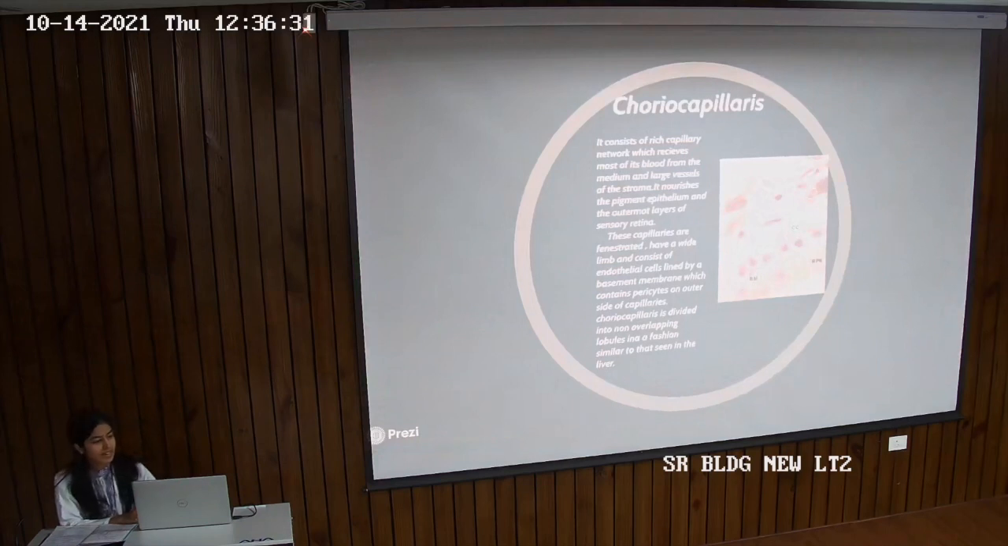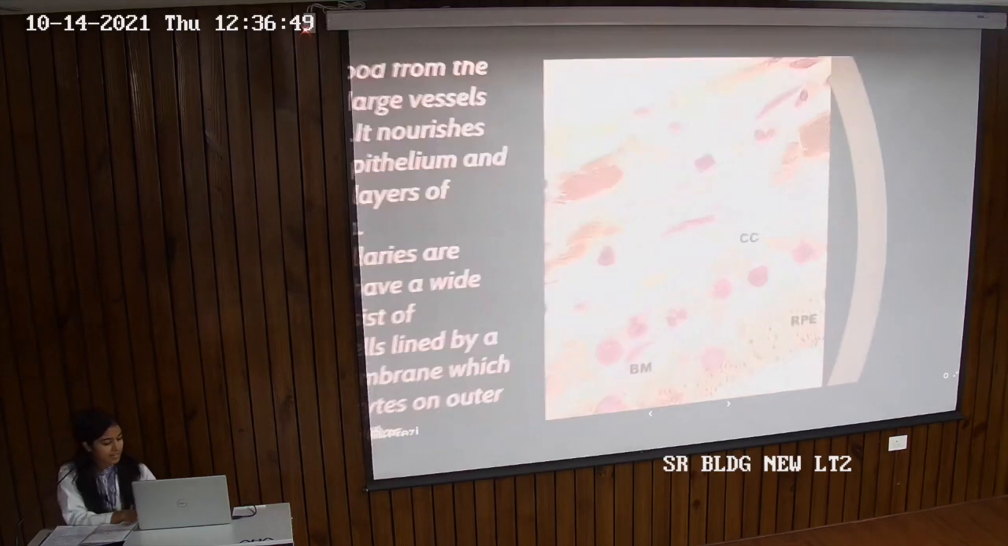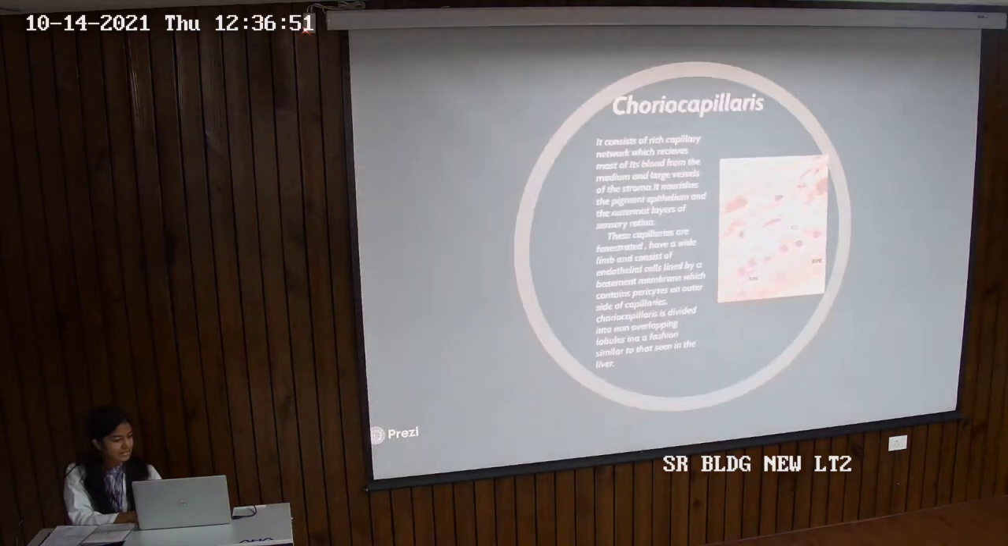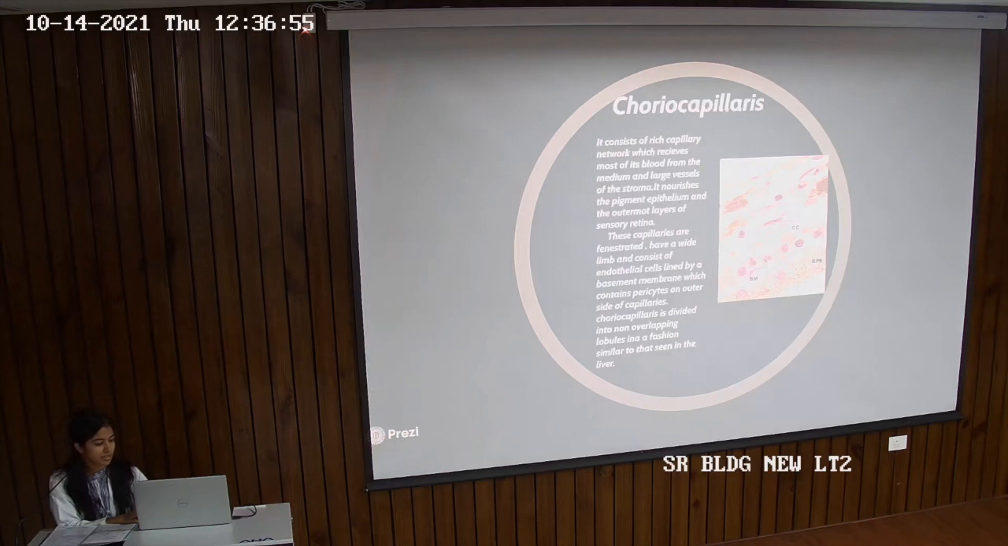The choriocapillary layer is a rich capillary network which receives most of its blood from the medium and large vessels of the stroma, and it nourishes the pigment epithelium and the outer layer of the sensory retina. These capillaries are fenestrated, have a wide lumen, and consist of endothelial cells lined by basement membrane, with pericytes on the outer side of the capillaries. It is divided into non-overlapping lobules, similar to that seen in the liver.